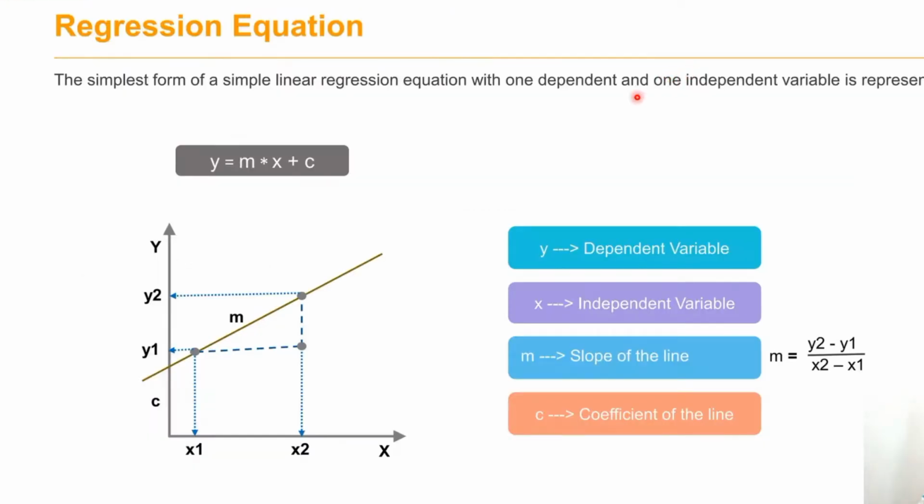To understand linear regression, you have to consider the equation y = mx + c. Here y is the dependent variable and x is the independent variable. The small m represents the slope of the line, which is given by (y2 - y1) / (x2 - x1). Here this is y2 and this is y1, and here it is x1 and x2. This ratio provides the value of the slope of the line. Then c represents the intercept of the line.